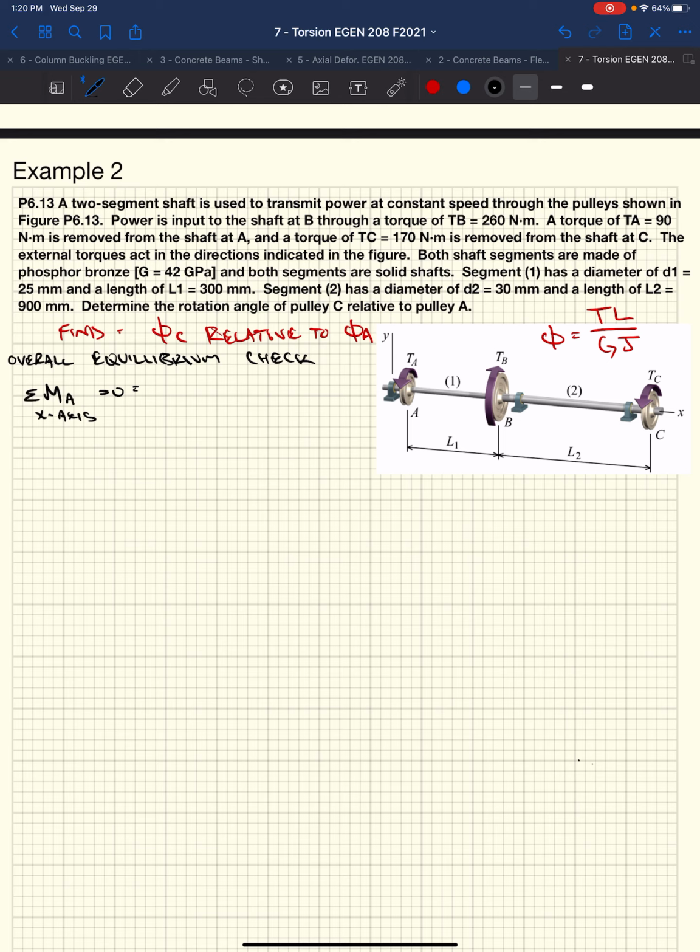we're going to have torque at A. With the right-hand rule, thumb is pointing to the right, which is along the positive x-axis. So we've got torque at A. Torque at B is in the opposite direction, it's running in the opposite direction. And then we finally have a torque at C. If we input those values, we have 90 Newton meters minus 260 plus 170. Well, that checks out. Just an overall check, making sure that the equilibrium is satisfied and this thing isn't rotating.